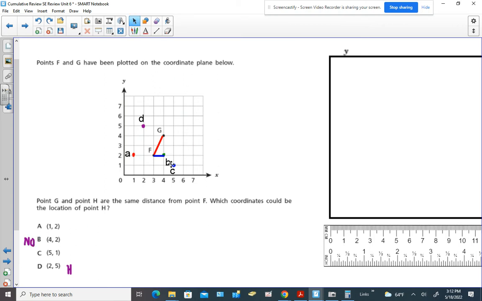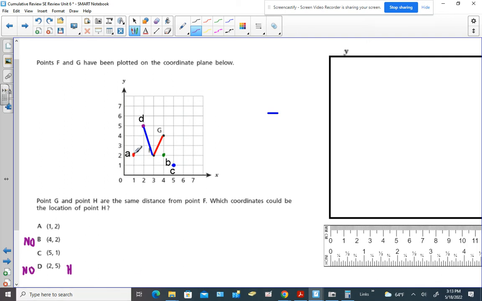Now, let me move that out of the way. And how about we compare choice D to point G? And let's make another line. Now, is that blue line the same length as the red line? You can clearly see it's not. So we can probably say no on that as well. All right, so now we're down to choice A and choice C.